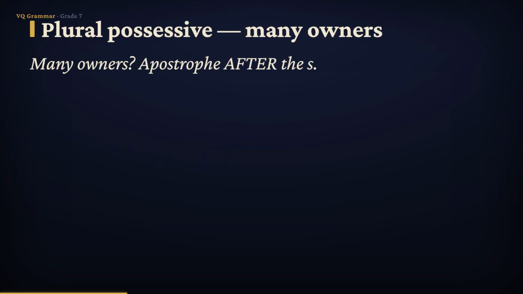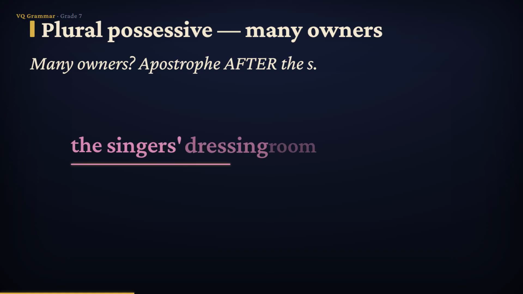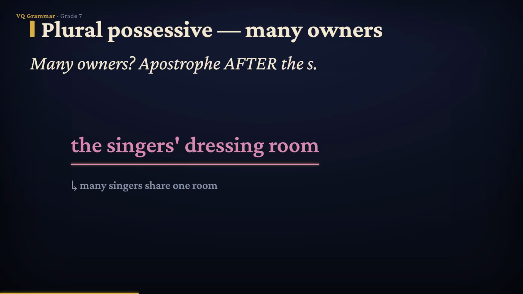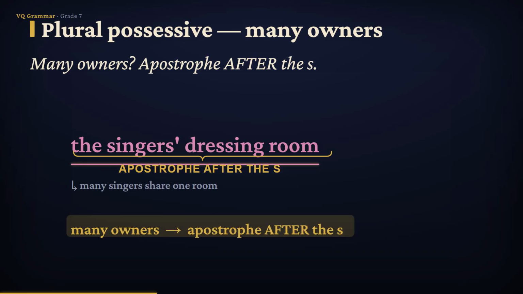But what if more than one owner shares something? Then the apostrophe moves. Watch closely. The singers' dressing room. This time, many singers share that one room. Notice where the apostrophe sits now. After the S, at the very end. That's the rule for a plural possessive. First, make the word plural by adding S, and then place the apostrophe after that S. Many owners, apostrophe after the S.